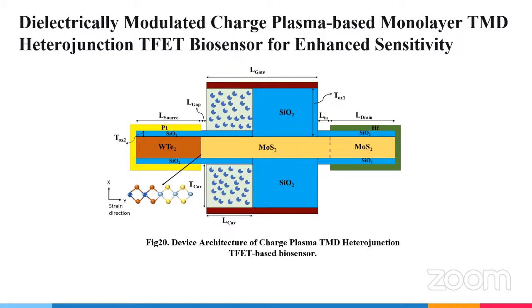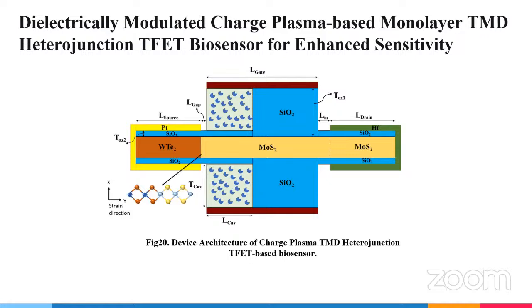So after doing the strain calculation, after applying the strain parameter, we have come to this heterostructure at the source to channel junction. And to apply the charge plasma technique, we have a metal electrode at the source side and a metal electrode at the drain side. At the drain side, for N plus doping in the drain, the work function of the drain metal electrode must be smaller than the work function of the drain material.